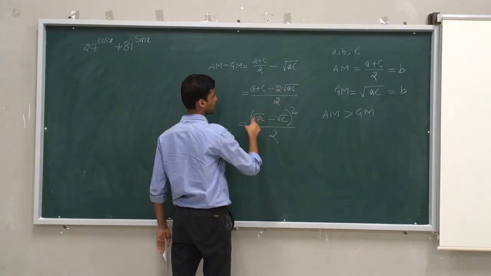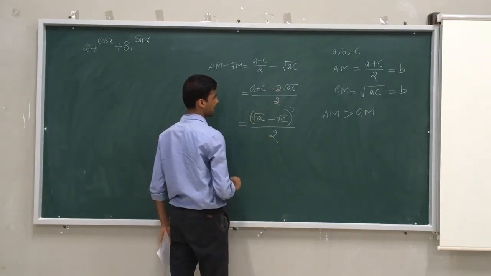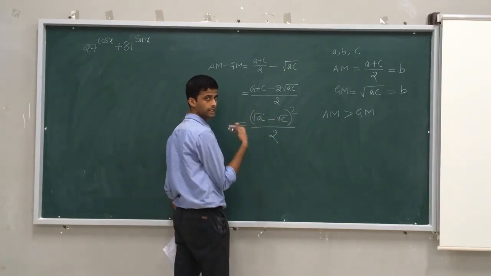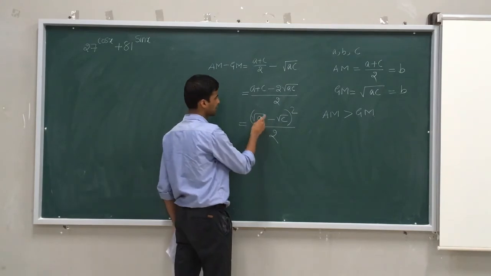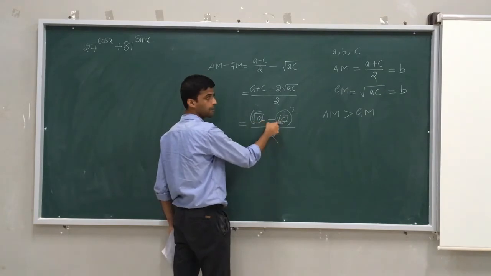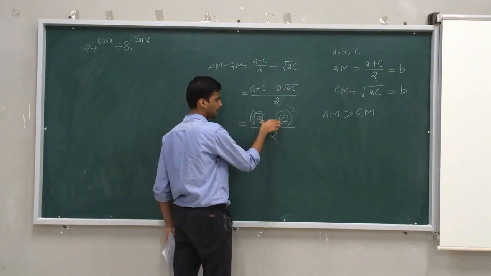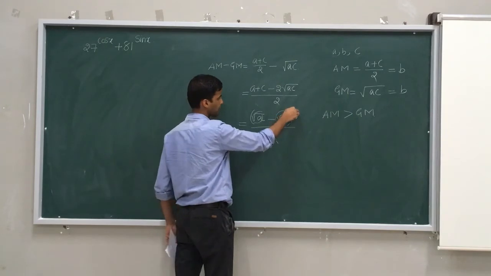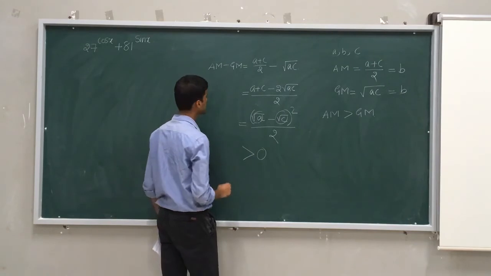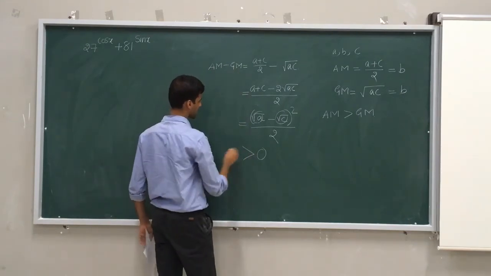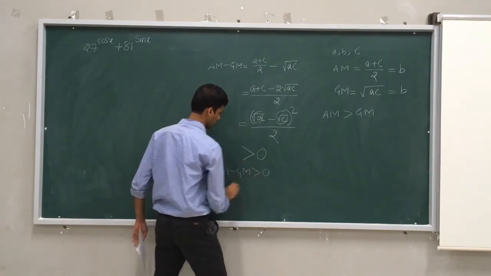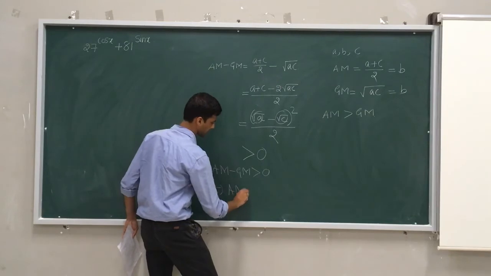Minus 2 times root a into root c. Anyhow, root a minus root c may give a positive or negative answer, but this doesn't matter, because squaring it gives a positive value. So positive divided by 2 is a positive quantity. Obviously, it is greater than 0. So arithmetic mean minus geometric mean is greater than 0. With this I can say arithmetic mean is greater than geometric mean.